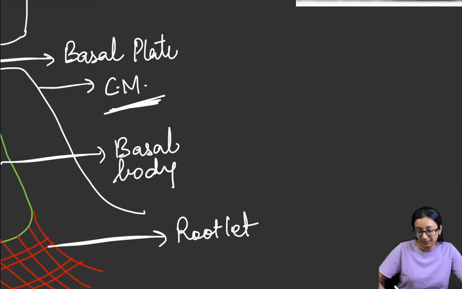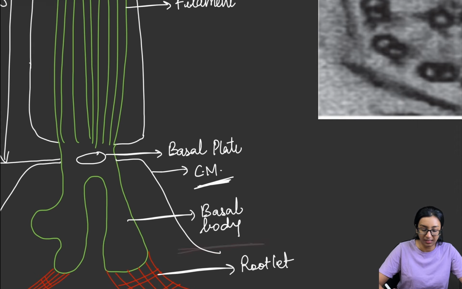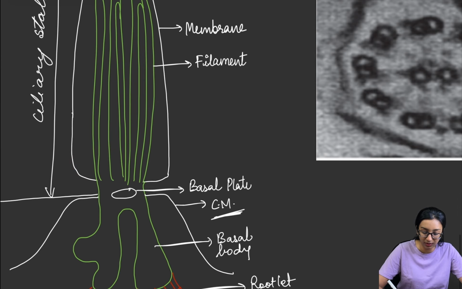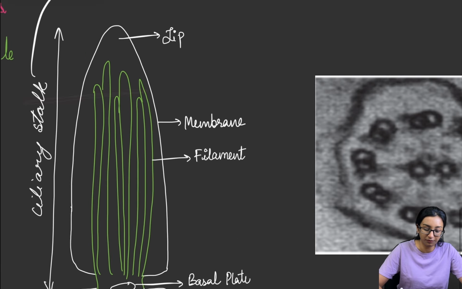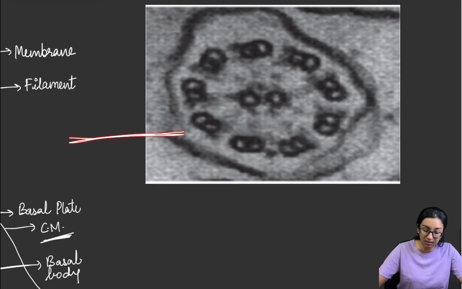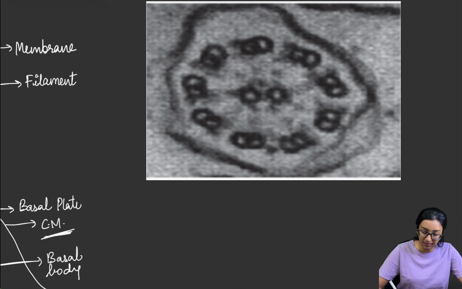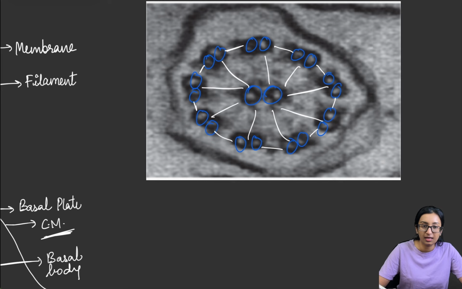The basal body has its origin from its rootlet, and there is a presence of a basal plate in between the cell membrane and the ciliary stalk. And when we take a cross section of the cilia, we will see such a structure, that is 9 plus 2. They will be connected by axonemes, these white lines. And here is the 2, 9 plus 2. They also have inner and outer arms, which are the dynein arms.